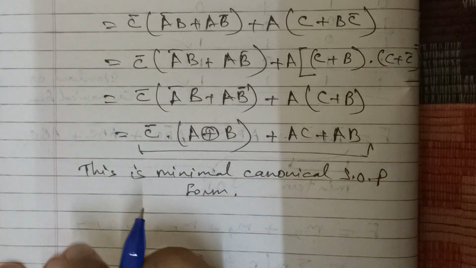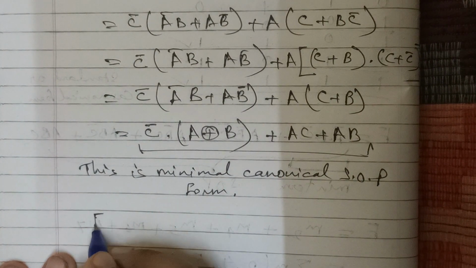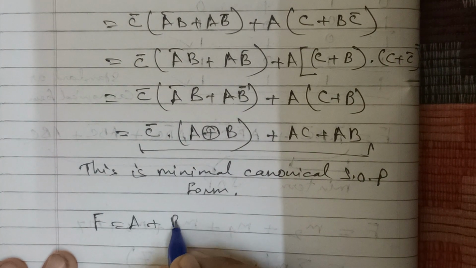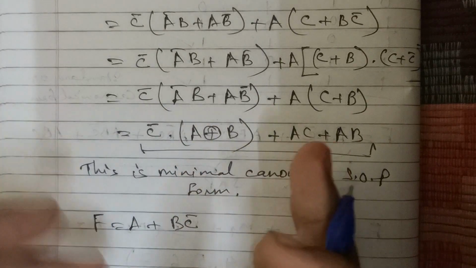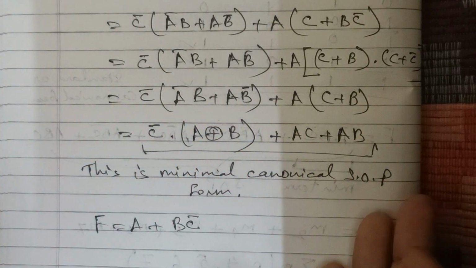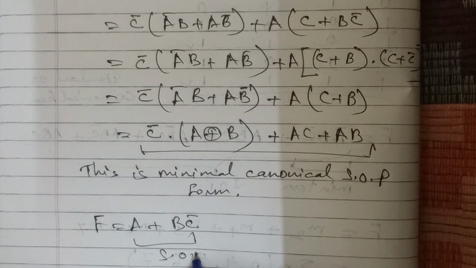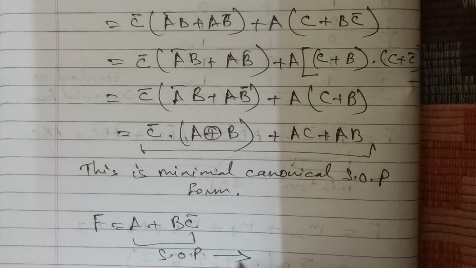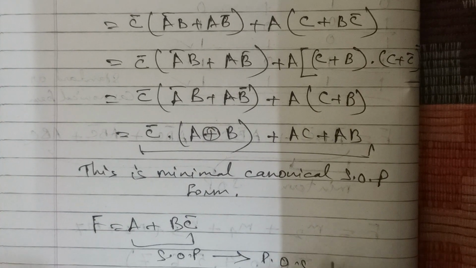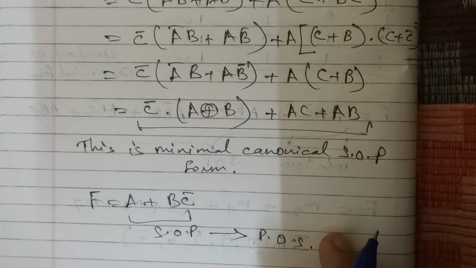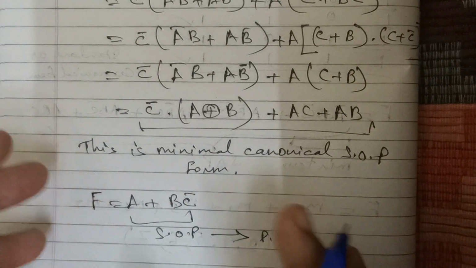In your exam you will be given functions like F equals A plus B C bar. We need to minimize this or convert it into another form. This is in SOP form. In the exam you will be told to convert into POS form and other canonical forms. We are going to see this in later videos.